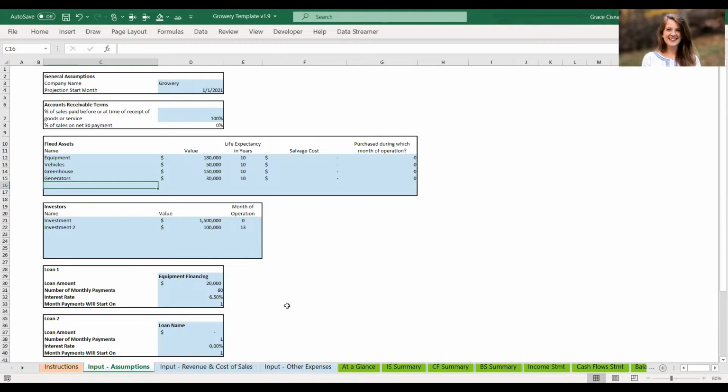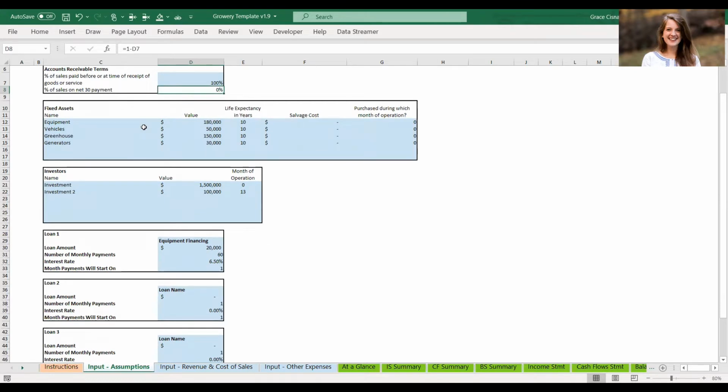That's just base data so that there's something in there when you download it so you know what you're supposed to be putting in. So on this tab, you will enter your company name, your projection start month, accounts receivable terms. If all of your customers pay for goods and services at the time that they receive them, then you should set it up like this with 100% and 0%. If you do offer credit to some of your customers, then you can change this percentage. For example, if 80% of your customers pay at the time that they receive the goods and another 20% pay 30 days after, you can update this here, and that will add in an accounts receivable line item to your balance sheet.